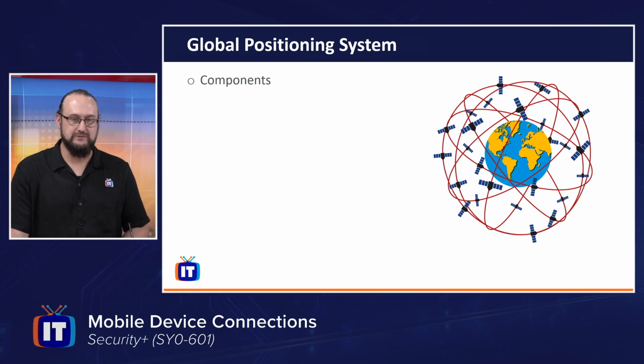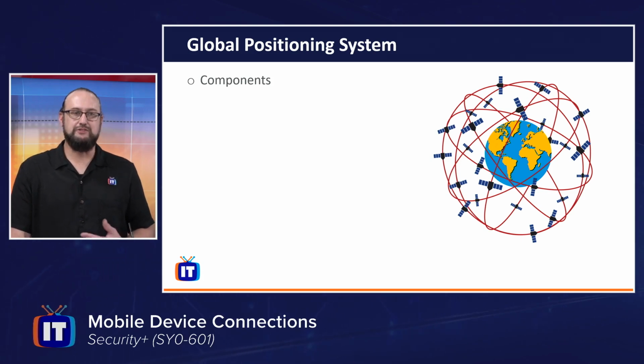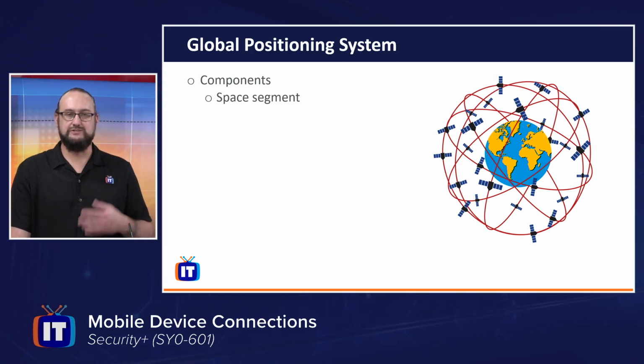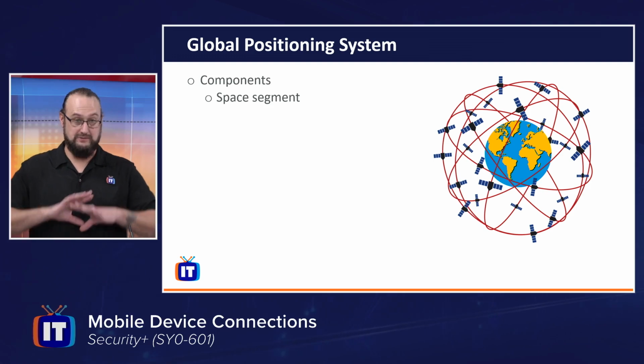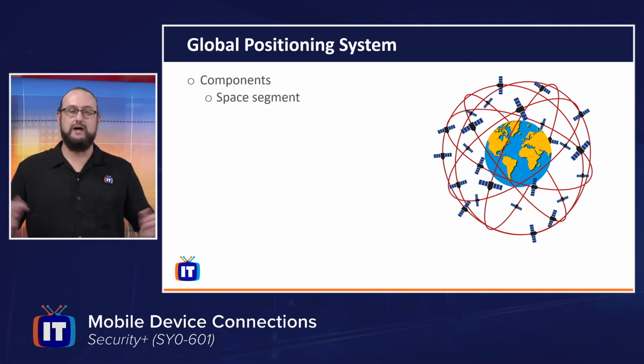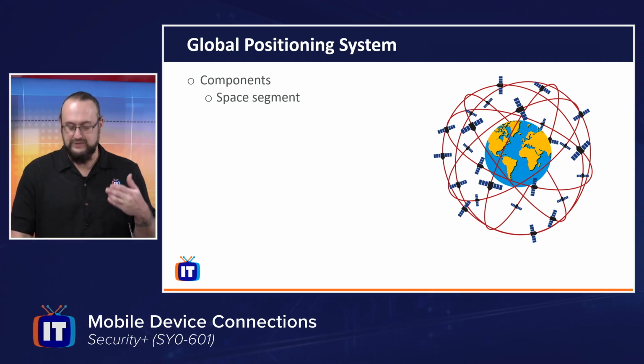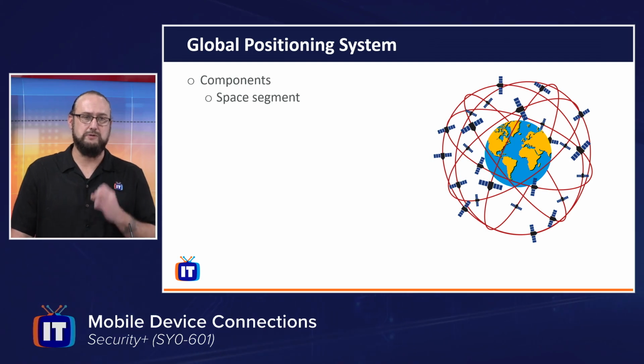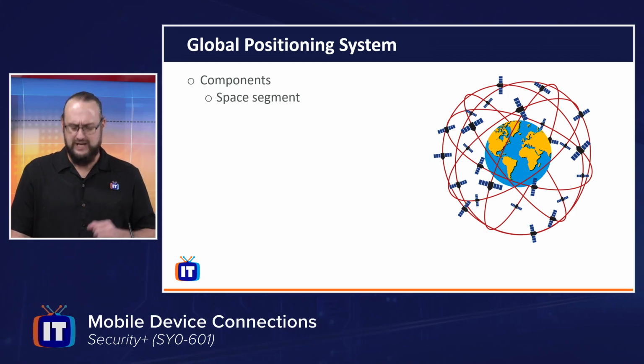And I just want to talk briefly about some of the components. There are three major components. You have what's known as the space segment. And the space segment is 24 satellites, basically triangulated around the entire world. Now, I say 24, there are actually 24 of them operational, if you will, and then 3 of them on standby.